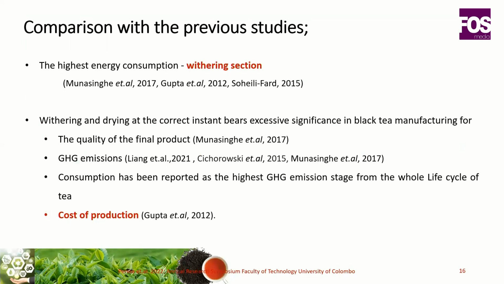greenhouse gas emission. When we compare our results with the previous studies, the highest energy consumption was recorded within the withering section. It is also the same as the previous studies. When we compare the withering and drying stages, most of the scientists have noticed that the withering and drying at the current instant bear excessive significance in black tea manufacturing for the quality of the final product and also especially for the reduction of greenhouse gas emissions which happen in the withering and drying stages.